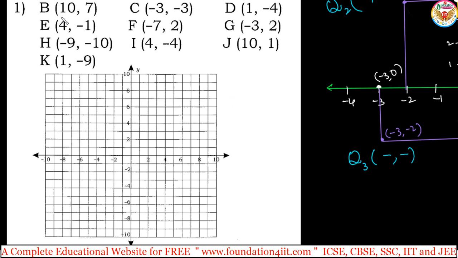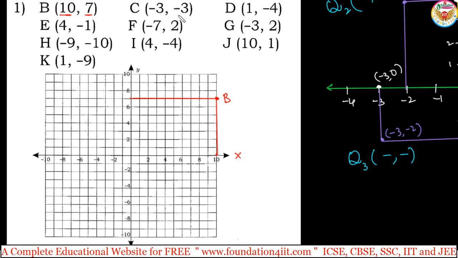Point B is 10 comma 7, right? So 10 is on the x-axis, 7 is on the y-axis. On the x-axis 10 is here, on the y-axis 7 is here. So these two lines go from 10 and 7, and this is the point B. Once you are perfect, there is no need to draw lines. Directly focus on 10, 7 and keep the point.